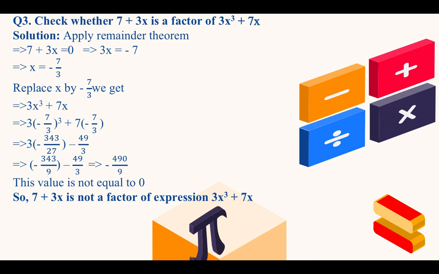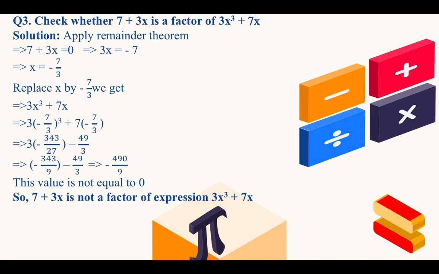Now what is the value of x that we are getting? x is equal to minus 7 by 3. Now we will replace the x with this value. So by substituting this value in the polynomial, I will get 3 into x cube, means 3 multiplied by minus 7 by 3 whole cube, plus 7x, means plus 7 multiplied by minus 7 divided by 3.